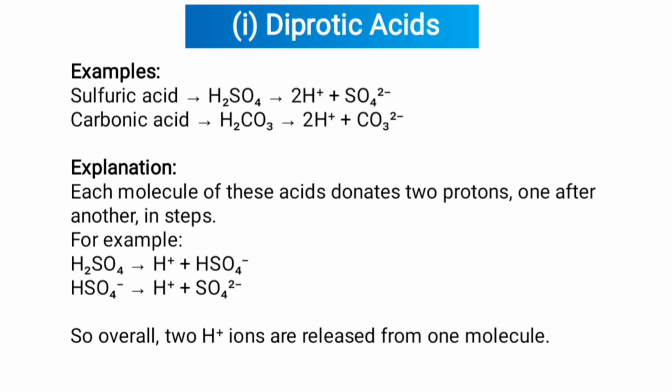Explanation: each molecule of these acids donates two protons one after another in steps. For example, H2SO4 gives H plus ion plus HSO4 negative. HSO4 negative further gives H plus ion plus SO4 2 negative. So overall, two H plus ions are released from one molecule.